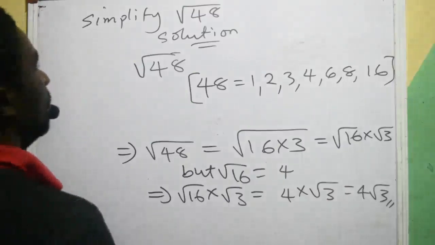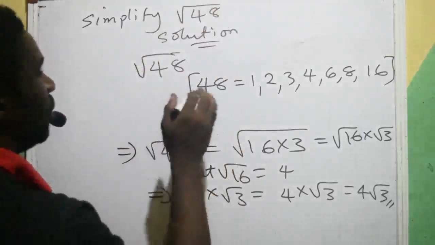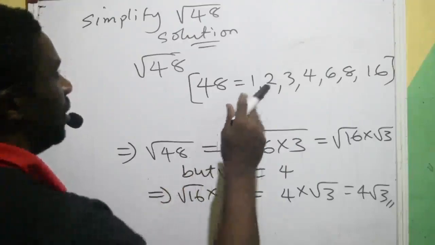So in a nutshell, if you are given something to simplify, the first thing you do is write down or list down the factors of that number.